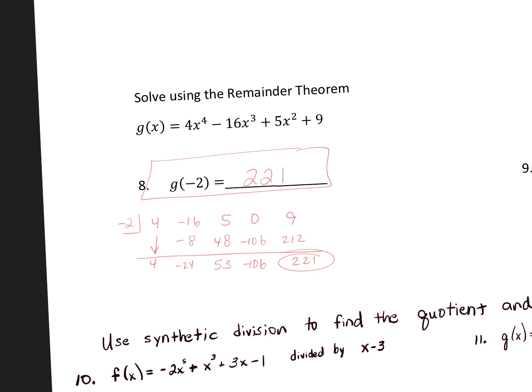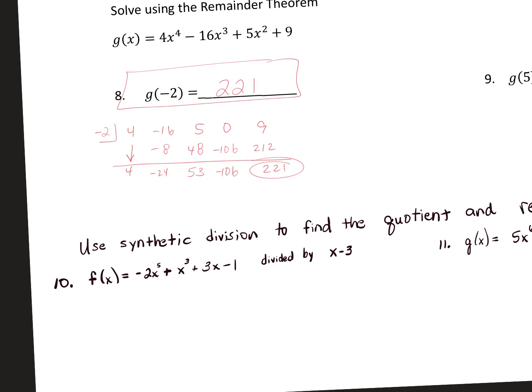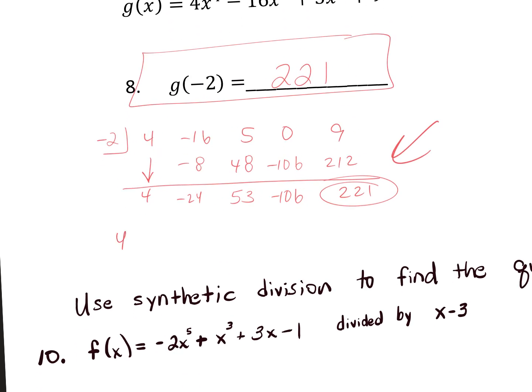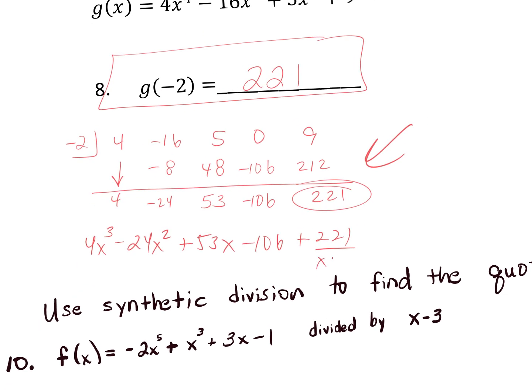All right, I put this on here. I'm not going to work these out. Again, I worked it on the review. I want you to understand what the directions say. If it says find the quotient and the remainder, this was just the remainder. If it wants the quotient and the remainder, then it wants the answer to be like 4x cubed minus 24x squared plus 53x minus 106 plus 221 divided by whatever you divided by. Just be x plus 2.